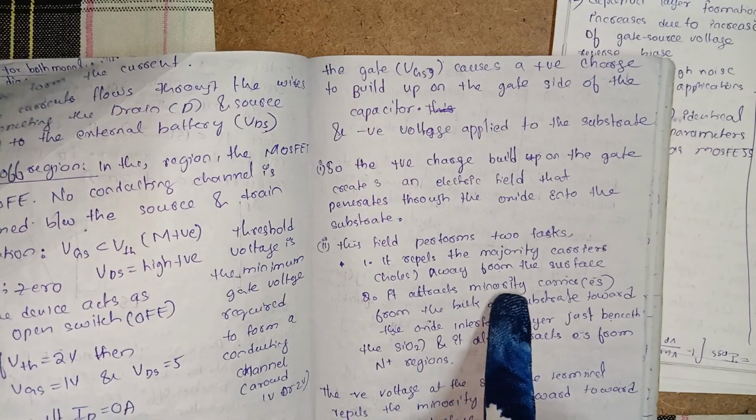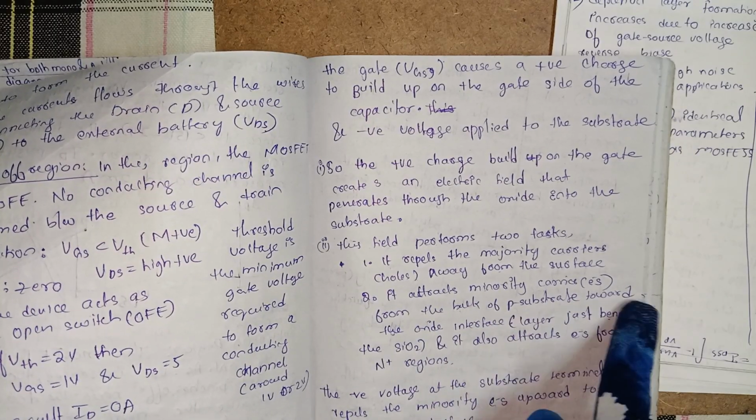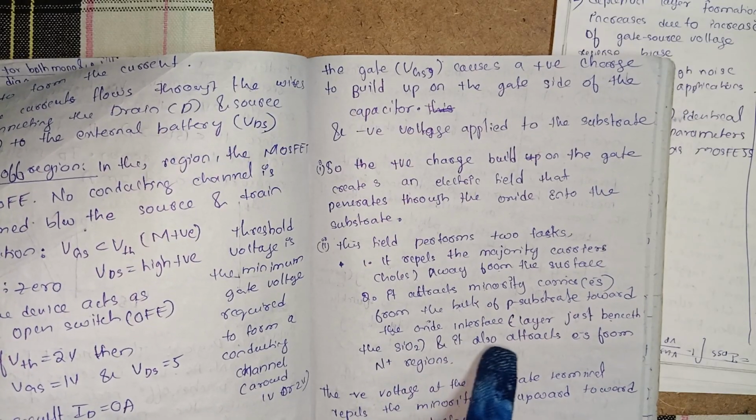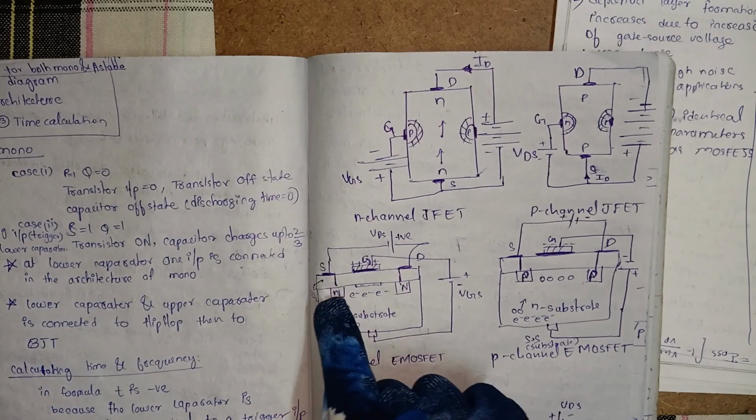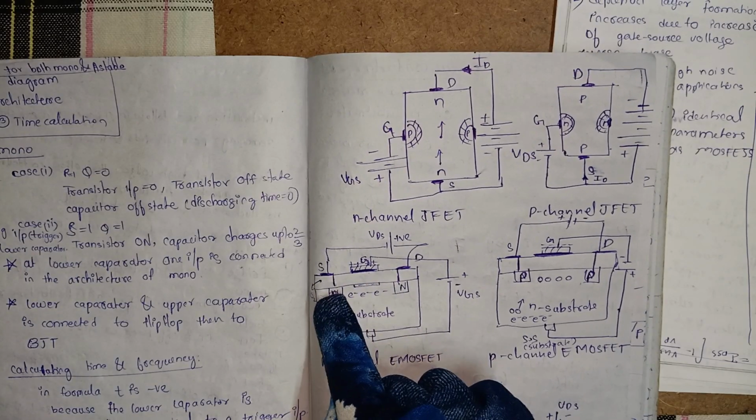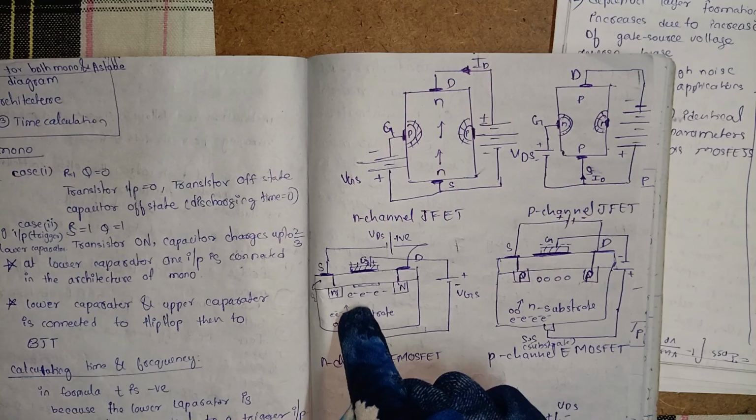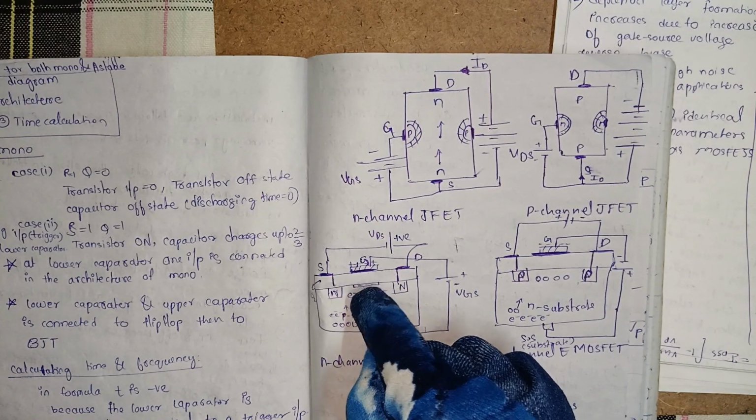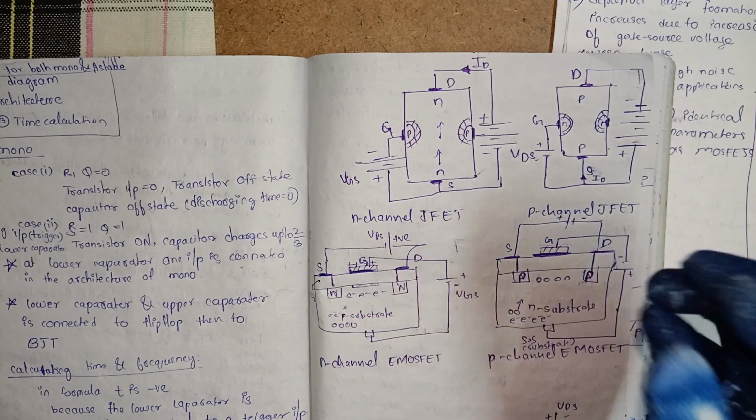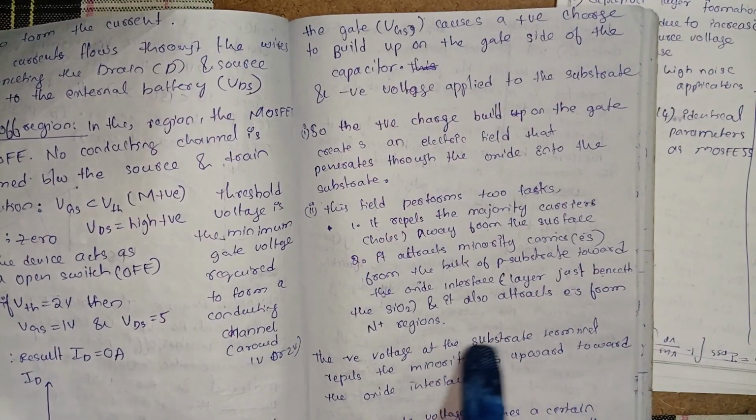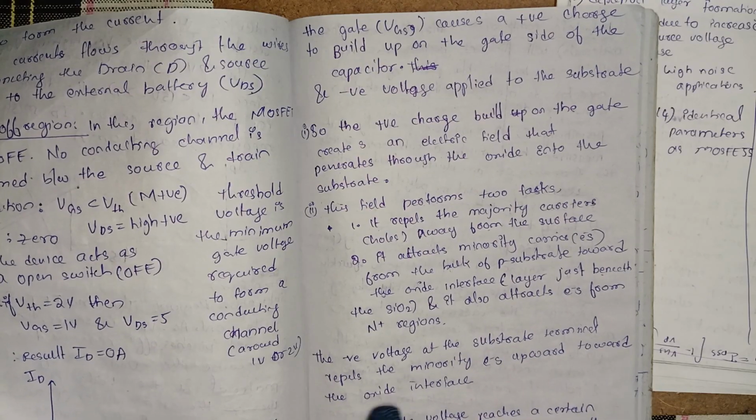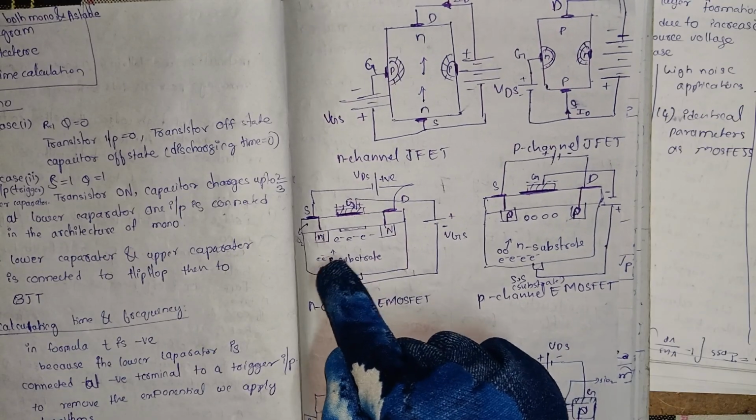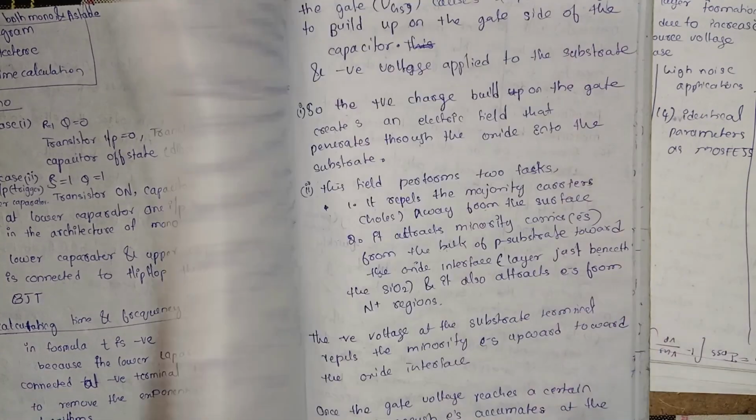And it attracts minority carriers, electrons, from the bulk of the p substrate towards the oxide interface layer just beneath the silicon dioxide, and it also attracts electrons from the n plus regions. And then the negative voltage at the substrate terminal repels the minority electrons upward towards the oxide interface. This voltage repels the electrons, meaning minority carriers, upwards, okay.